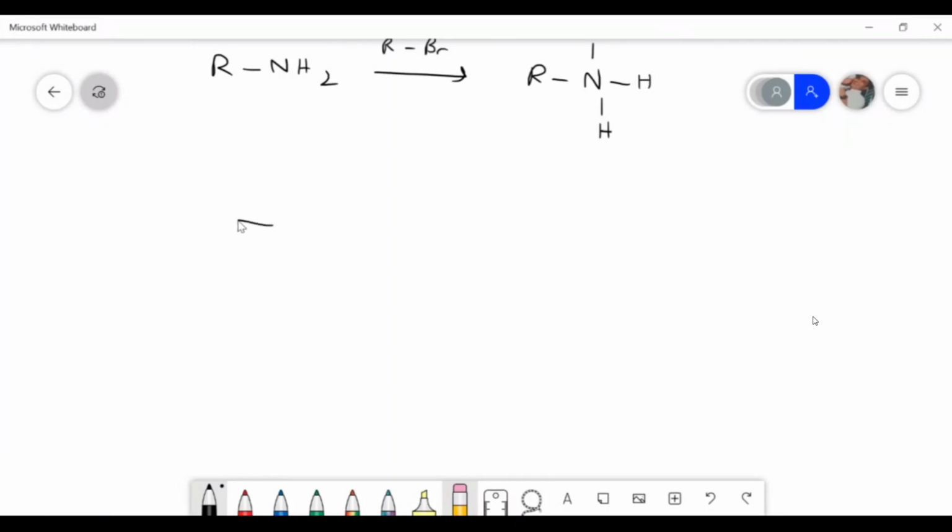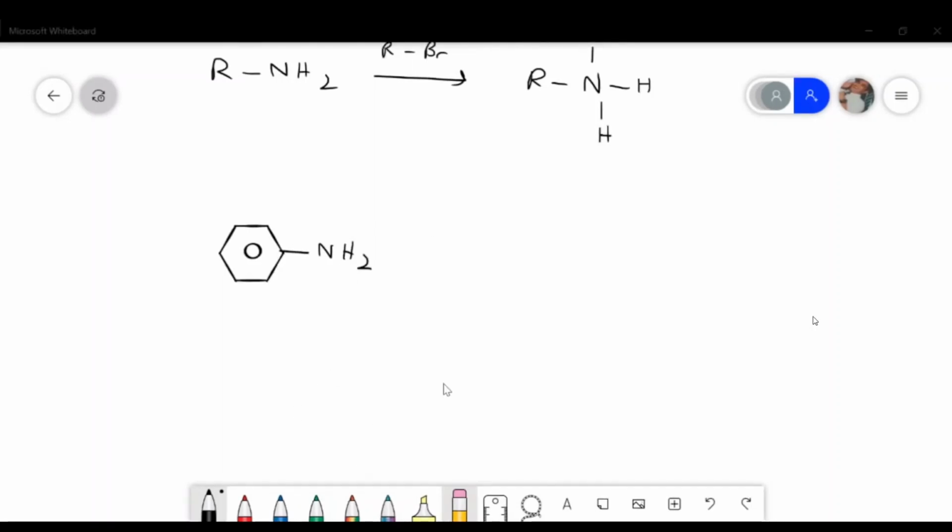So let's think about phenylamine because it's a pretty interesting example to think about. Normally we say that amines are decent bases, right? In this case, phenylamine is a weaker base than your normal amines. Do you guys know why it's a weaker base? Have you tried to visualize what's going on?